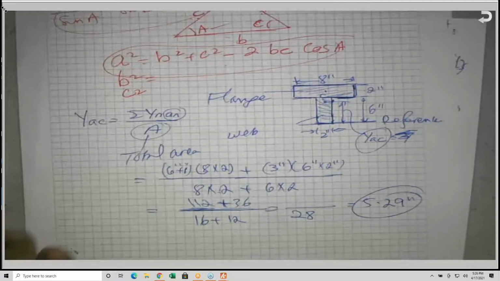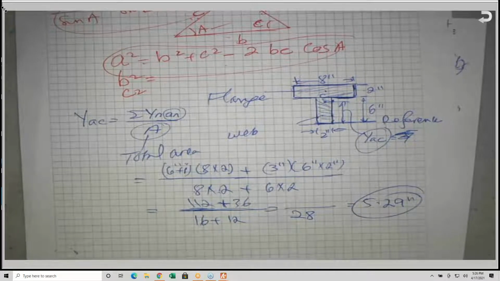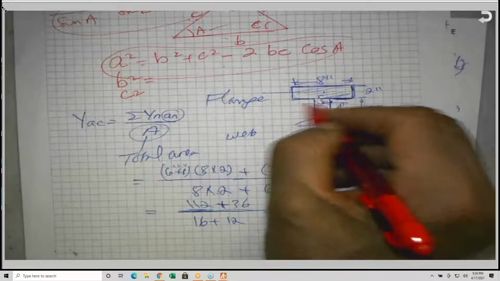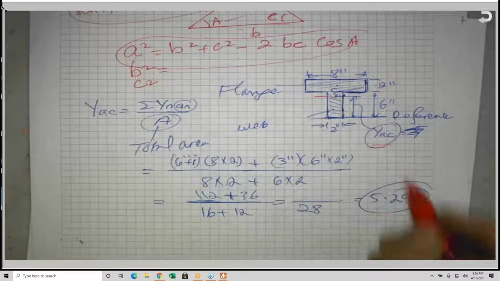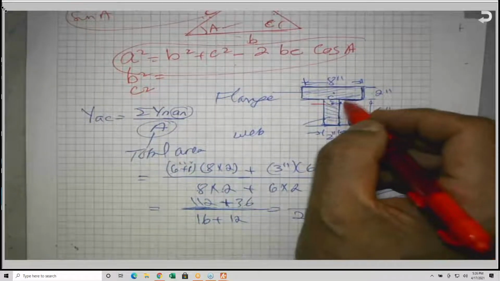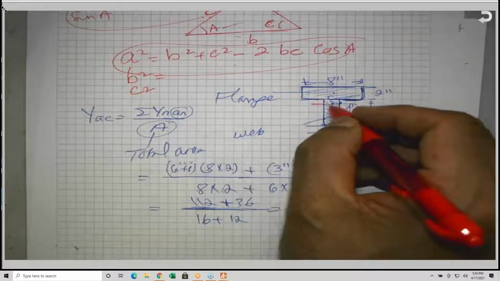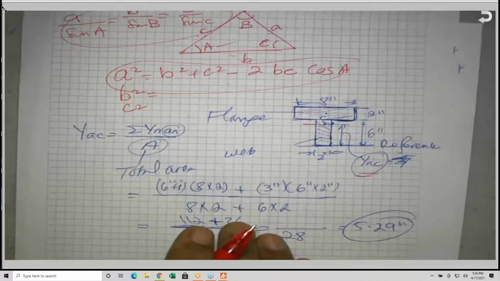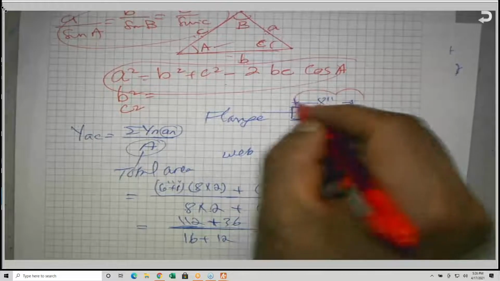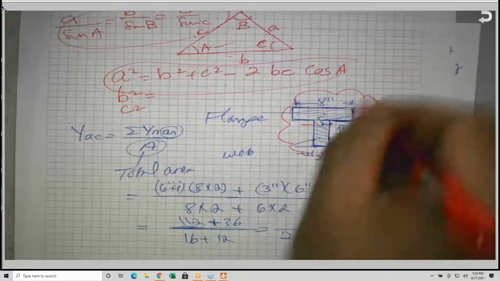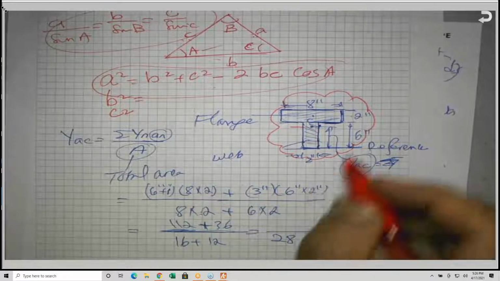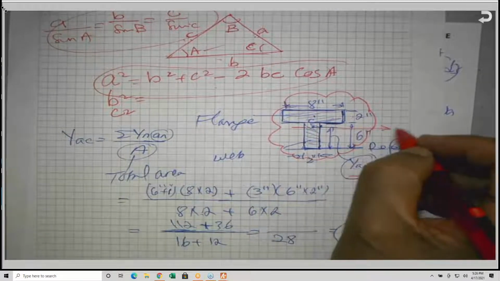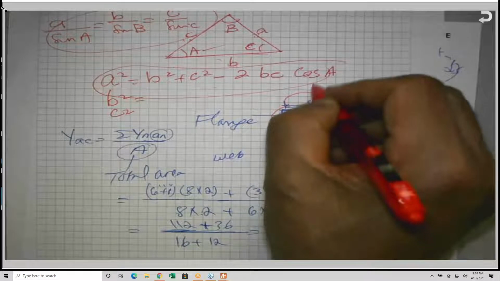That means that the centroid of this given area is located at a distance YC, which is 5, a little bit below the flange. Why do we need to determine the centroid? What is the benefit for us, or why, as engineers, are we interested to locate the centroid? Because the two axes going through here are called XC, and this is YC.